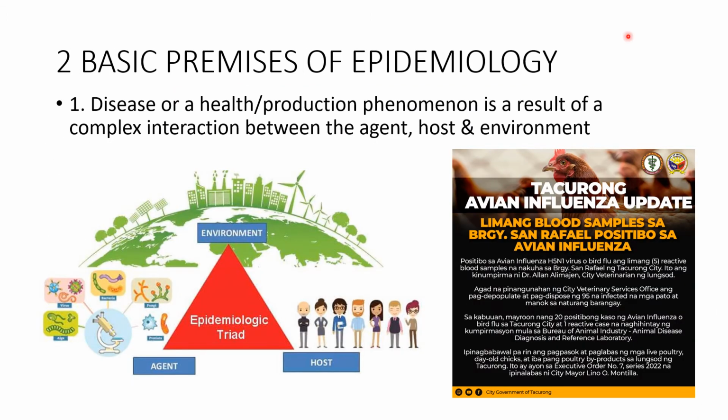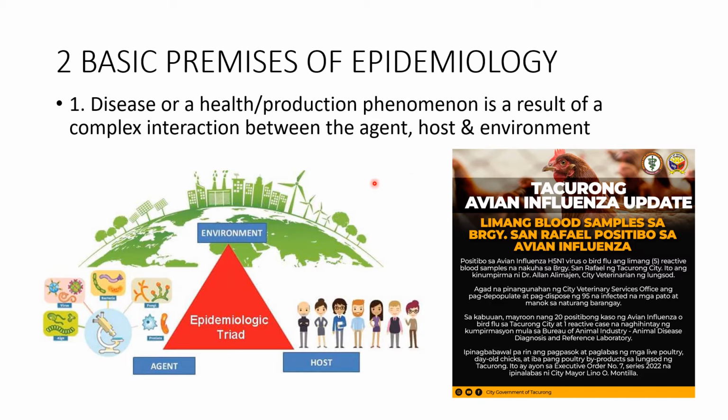Now, in veterinary epidemiology, or in epidemiology in general, we actually believe in two premises or notions. The first is that a disease, health, or production phenomenon is the result of a complex interaction between the agent, the host, and the environment. In epidemiology, we call the interaction between the three the epidemiologic triad: the disease-causing agent, the host, and the environment.